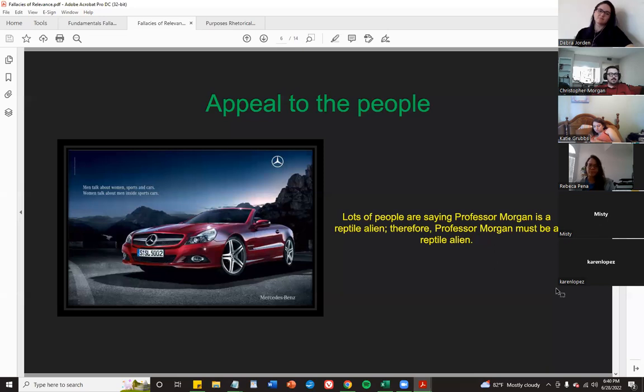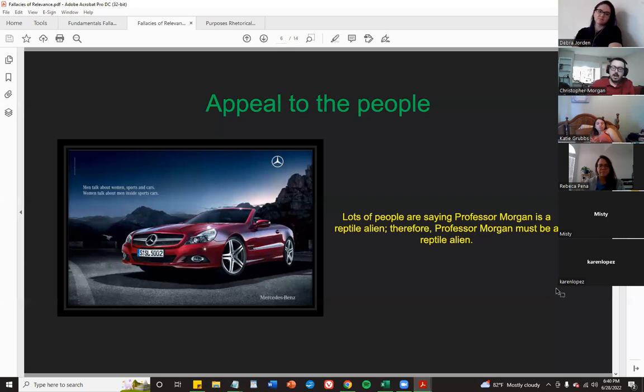Anyhow, what I've got here is a Mercedes-Benz ad, and this one's, oh boy, this one's a doozy. Advertising is great. Men talk about women, sports, and cars. Women talk about men inside sports cars. The appeal to misogyny and the appeal to casual misogynist vanity. Right, you can tell a lot about the target audience of an ad like this, right? This is an ad that's not necessarily aimed at women. This is aimed at a particular kind of man who sees himself in a particular kind of way.